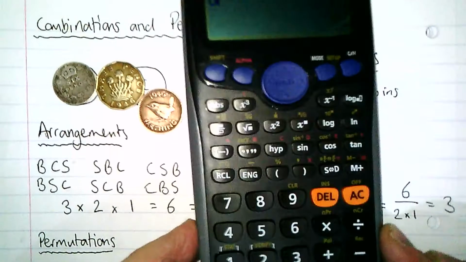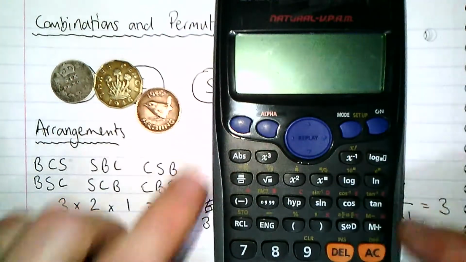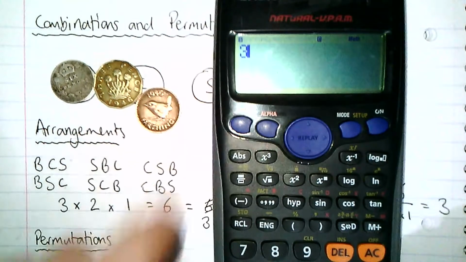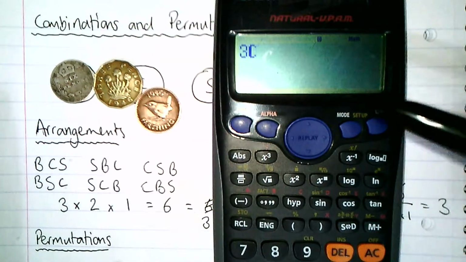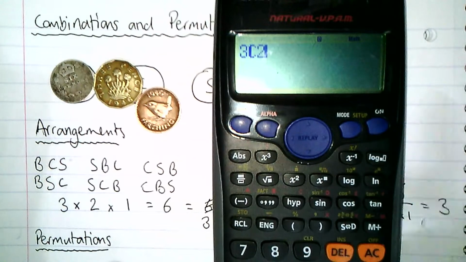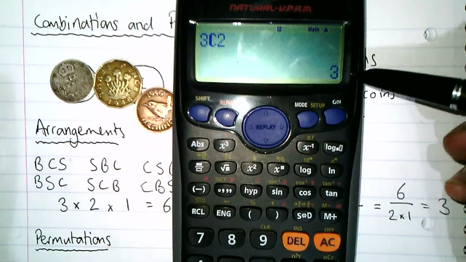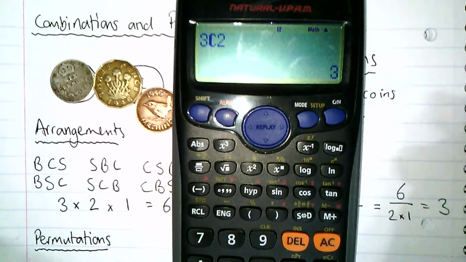So I'm going to do shift, 3, shift divide, so that gives us a C on the screen, 2. So 3 choose 2, push equals, and as you can see it gives us an answer of 3, which we've already worked out using our formula.